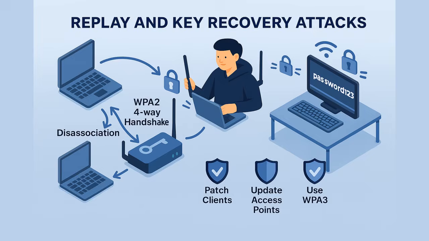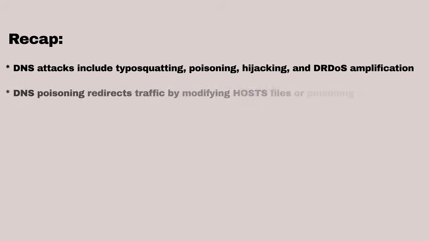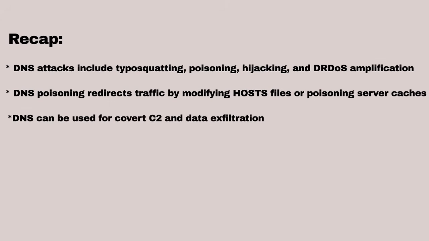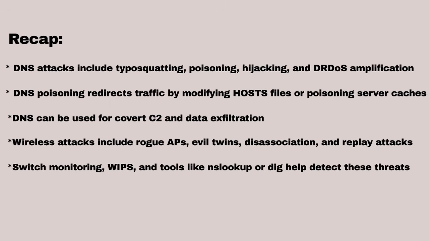That's all for now. Here's a recap. We learned DNS attacks include typo squatting, poisoning, hijacking, and DRDoS amplification. DNS poisoning redirects traffic by modifying the host file or poisoning the server cache. DNS can be used for covert C2 and data exfiltration. We learned about wireless attacks, including rogue APs, evil twin, disassociation, and replay attacks. And we learned switch monitoring, wireless intrusion prevention systems, and tools like NSLookup and DIG help detect these threats.